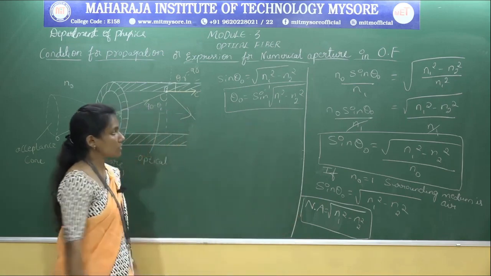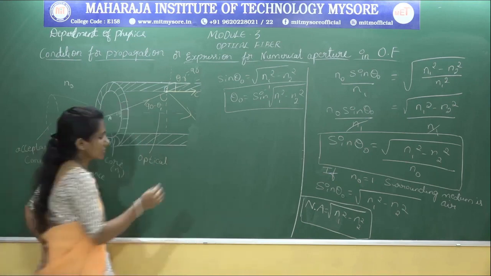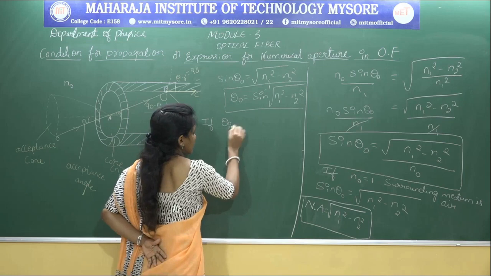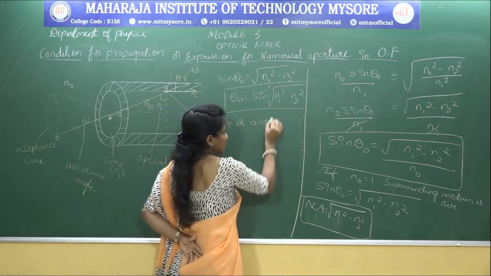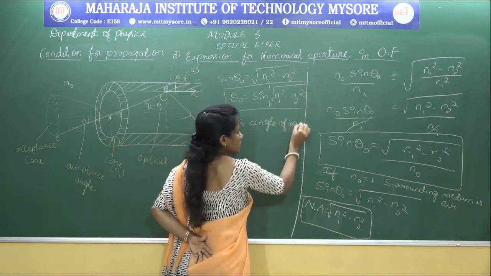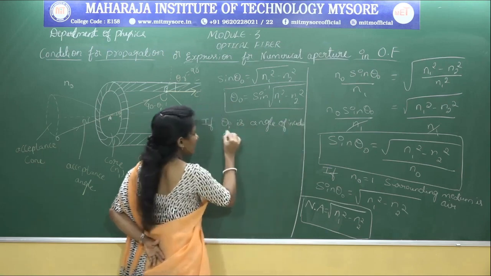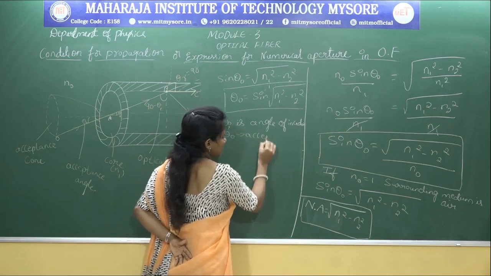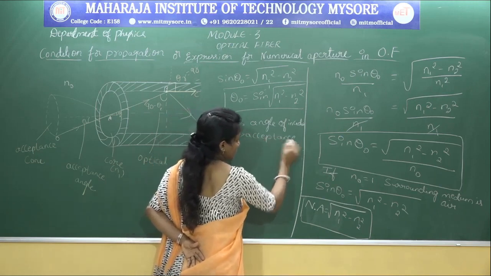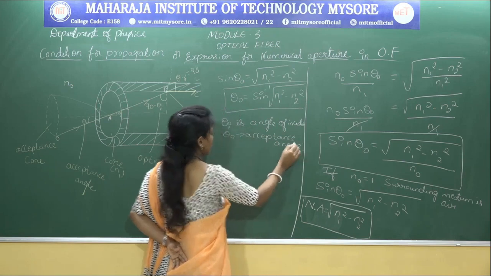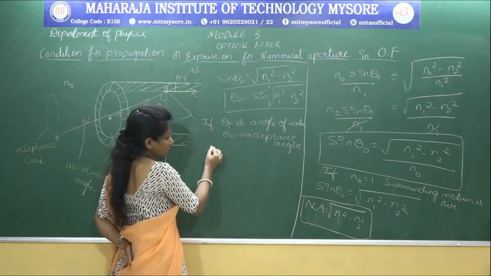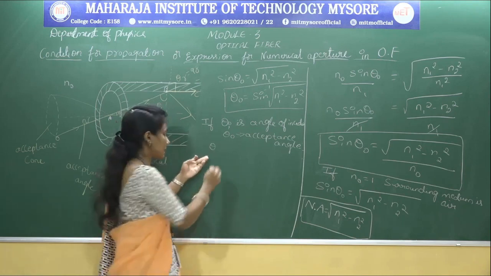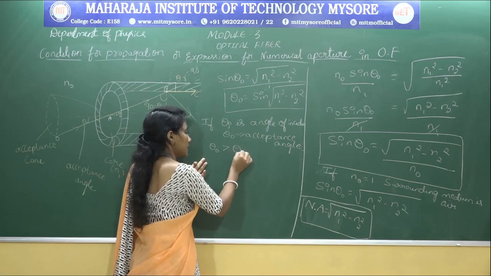Okay, so then what is the condition for this? If theta I is the angle of incidence, then theta naught is the acceptance angle. So the condition is that for the light to propagate inside the optical fiber, theta naught is greater than theta I.